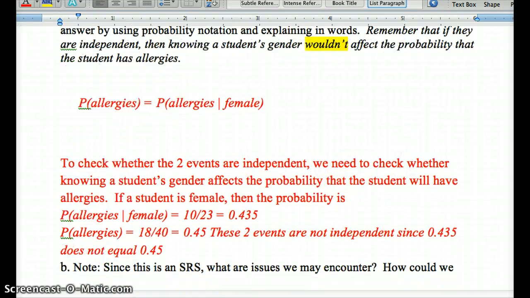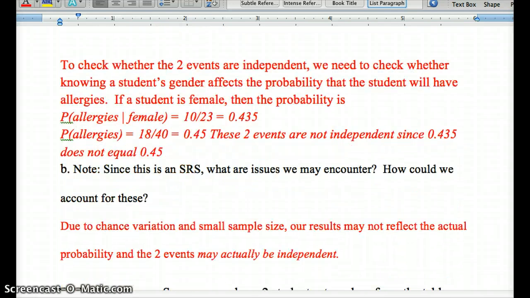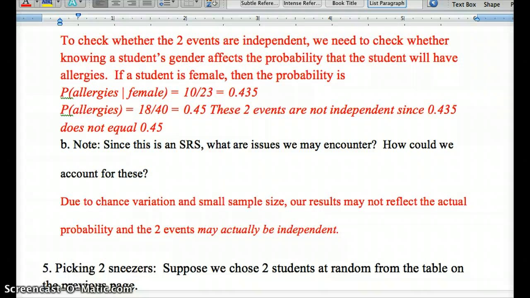So this was an SRS of 40. So what that means is that by chance, we might have just gotten different numbers here. These two events may be independent. And by chance, we might have just gotten more males with allergies. Or more females with allergies than there really are. So perhaps just by chance variation, if we did another SRS of 40, we may get different results. We may get that the two events are independent. By chance, too, with another SRS, we may get that more females had allergies than males, whereas in this case we had more males with allergies than females by percent. So due to chance variation in our small sample size, our results may not reflect the actual probability.